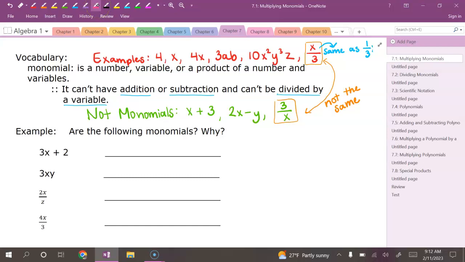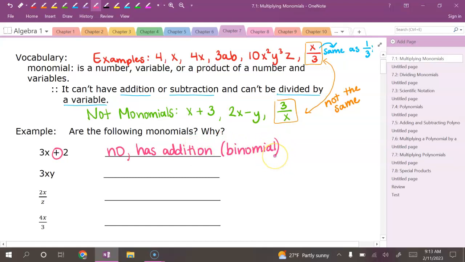So for this first one, 3x plus 2, hopefully you said no, because it has that addition sign here. So my reason would be that it has addition. And if you remember what I said earlier, this is actually called a binomial because it has 2 terms. It's not a monomial anymore.